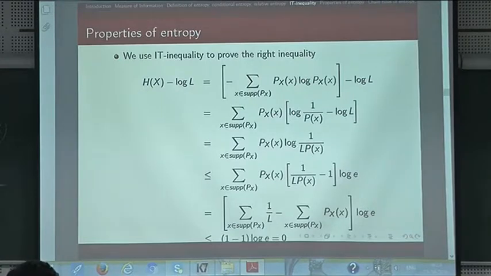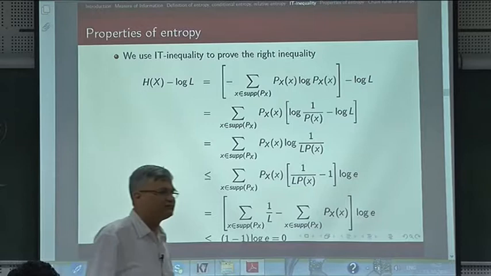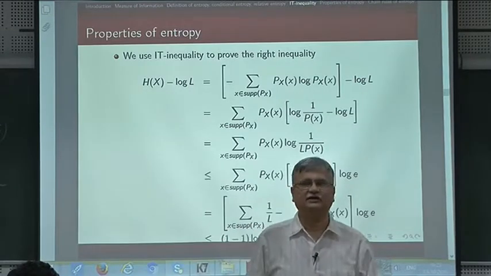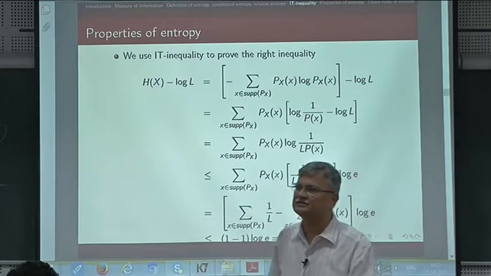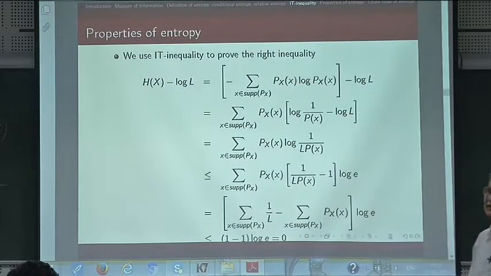So that means we are not only able to lower bound Hx from 0, but we are also able to upper bound Hx, that it cannot exceed capital L.